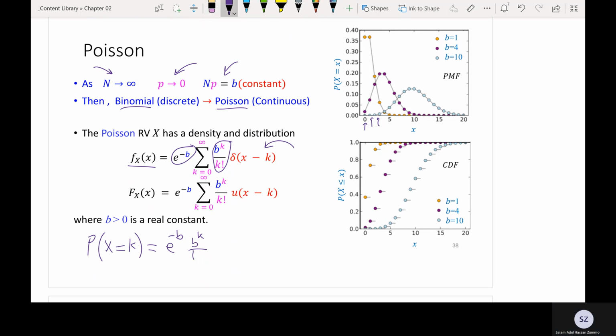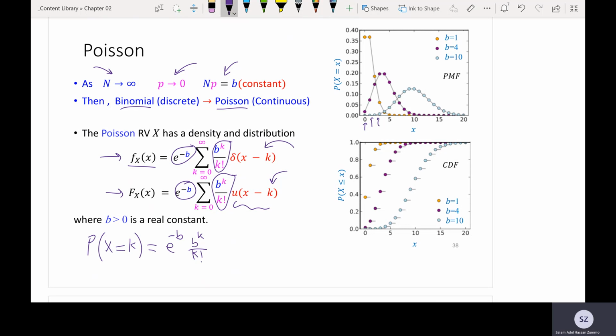Now, first of all, we would like to understand how it looks, the different parameters of it, and then how to use it. Okay. So this is the PDF. This is the CDF. Again, the CDF is a series of step functions, one at each k, with the amplitude of the step equal to the probability that x equals k. So it looks like a step function.